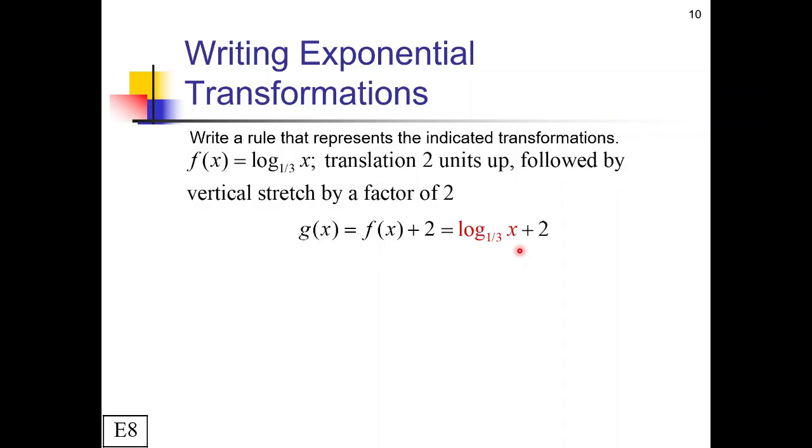My next transformation is a vertical stretch by 2. So I'm going to create an h function that's essentially 2 times g of x. So that's 2 times all of this stuff here, which if I distribute it gives me 2 log base 1/3 of x plus 4.